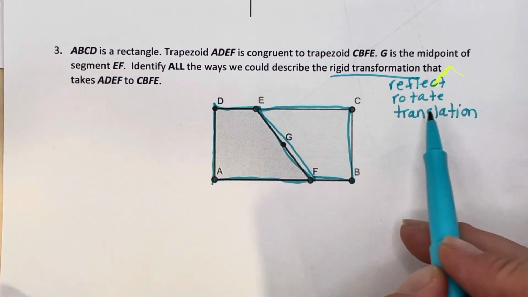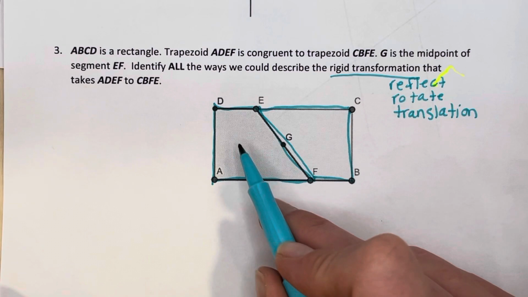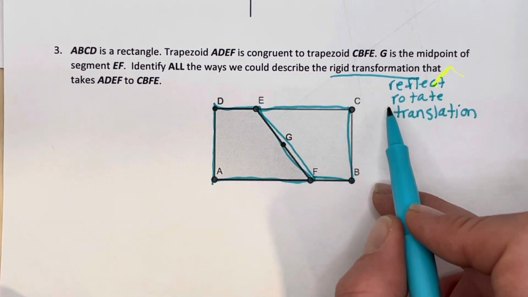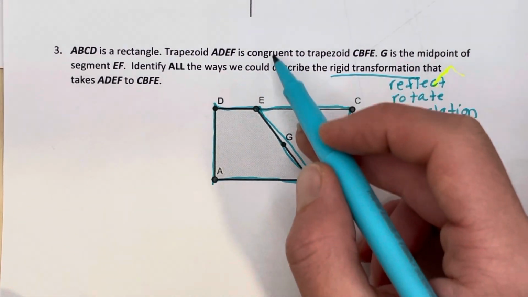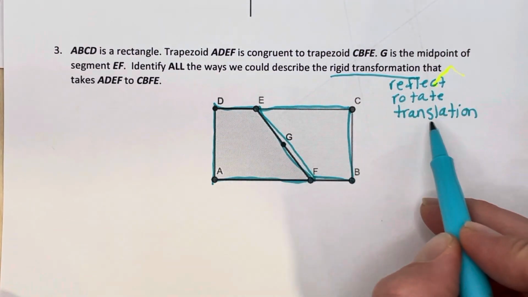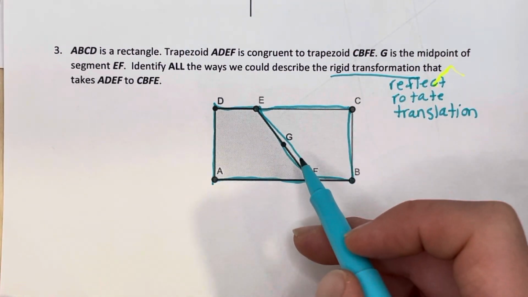You're just going to want to make sure you're specific enough with your steps that you really do describe how to take this shape onto this shape. So don't just say it's a reflection and a rotation. Tell me, what line are you reflecting over? How many degrees are you rotating? How far are you translating for each of these?